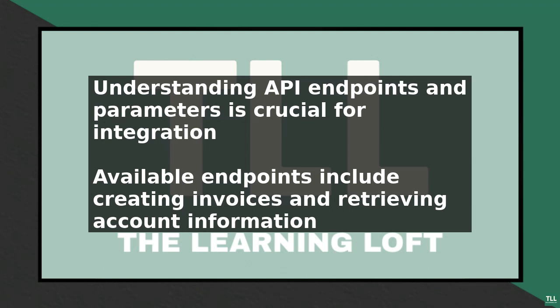Step 3. Handling errors and exceptions. Error handling is a critical aspect of working with the Bill.com API SDK. You should always check for errors and exceptions and handle them accordingly to prevent your application from crashing or producing unexpected results.